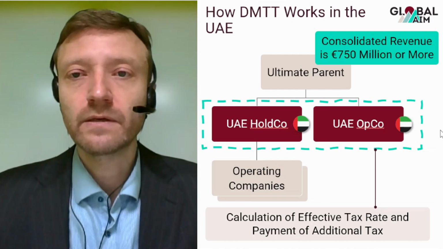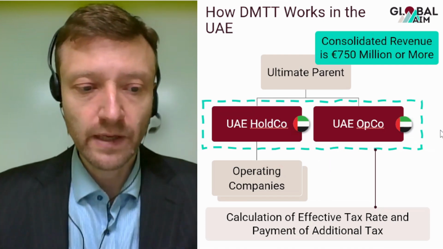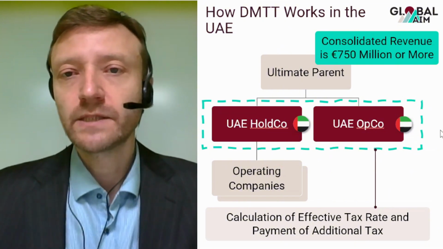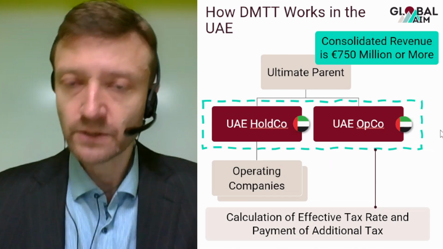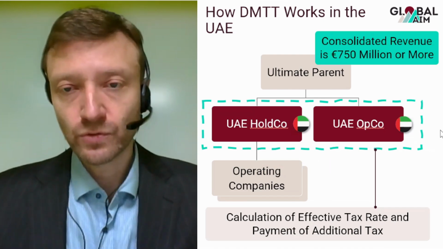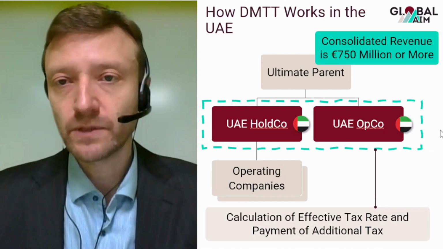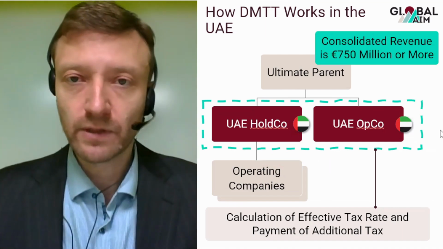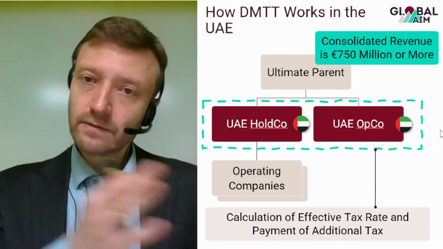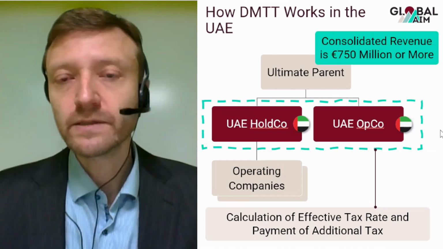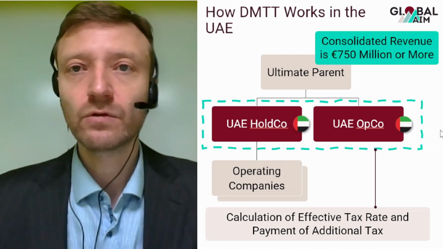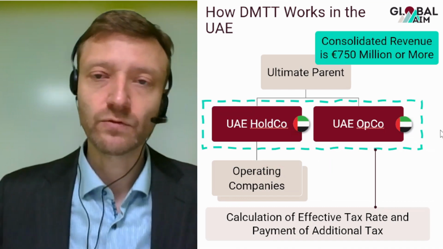It's important to mention that, as I said, these rules are introduced for relatively large companies with consolidated revenue of 750 million euros or more. So if your company is part of a multinational group, then it's going to be subject to the newly introduced DMTT rules. If the ultimate parent company on a consolidated level doesn't generate 750 million euros at least twice in the last 4 years, then the companies in the United Arab Emirates do not fall under the new DMTT rules. They fall out of these new requirements.